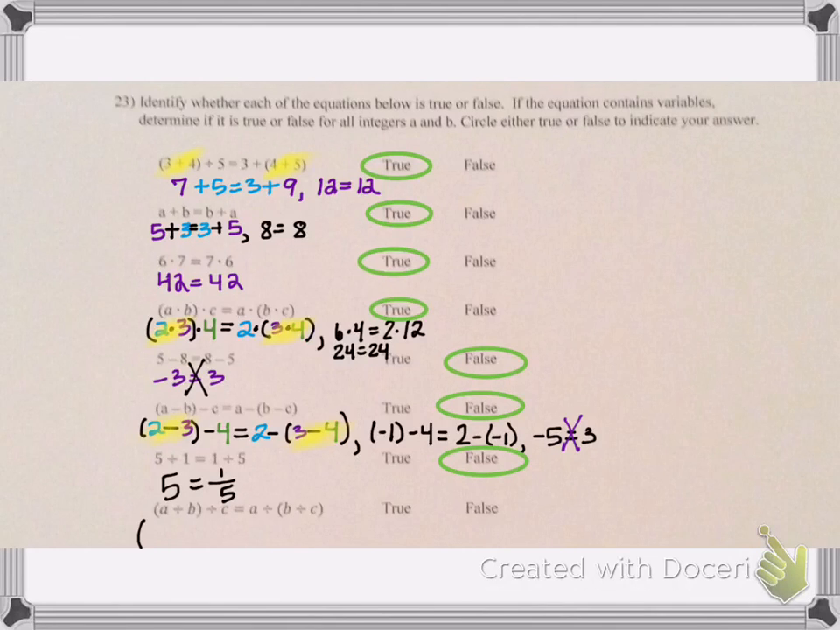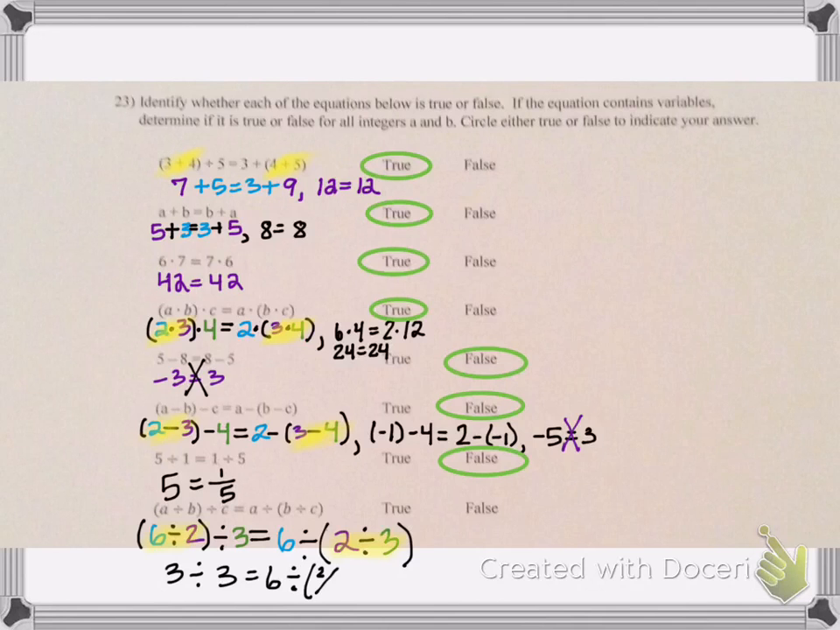And for the last one, again, I will choose values to substitute in for A, B, and C. I'm choosing 6 for A, 2 for B, and a 3 for C. So again, the only difference here is the placement of the parentheses. If I evaluate inside the parentheses, on the left side I get 3 divided by 3, and on the right side I get 6 divided by 2/3.